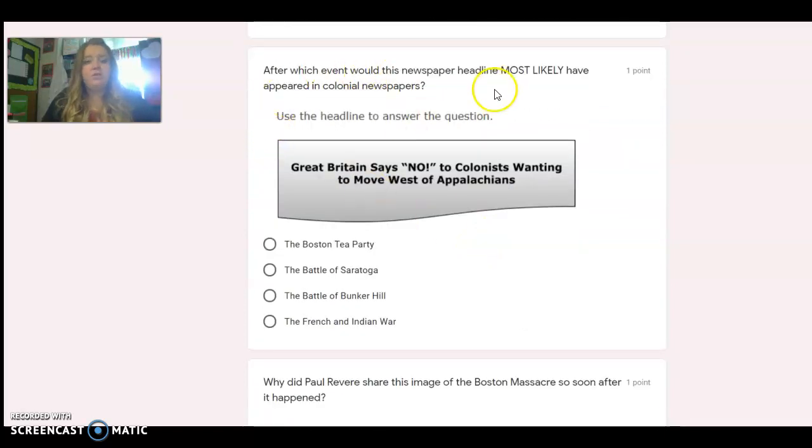After which event would the newspaper headline most likely have appeared in the colonial newspaper? Great Britain says no to colonists wanting to move west of the Appalachians. Would this headline be for the Boston Tea Party, the Battle of Saratoga, the Battle of Bunker Hill, or the French and Indian War?